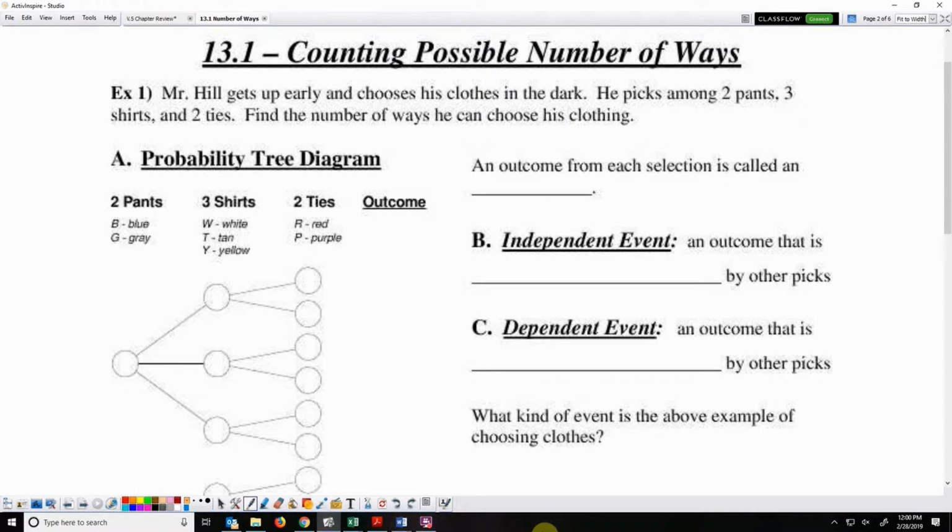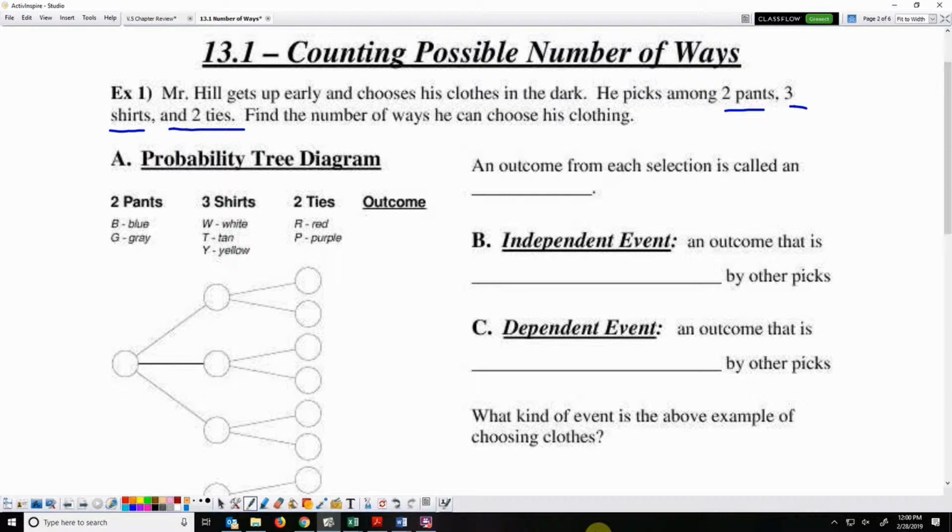Today we are going to talk about the number of ways an event can happen. So for our first example, Mr. Hill gets up early and chooses his clothes in the dark. He has 2 pairs of pants, 3 shirts, and 2 ties. And he's just going to throw together an outfit out of those 3 items. Find the number of ways that the outfit could be chosen.